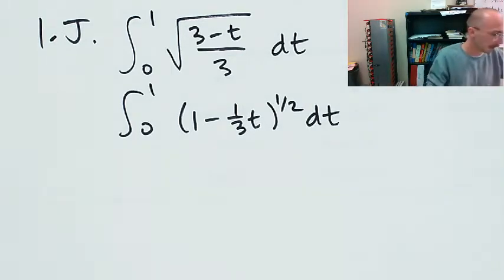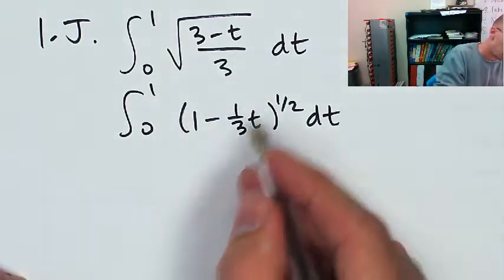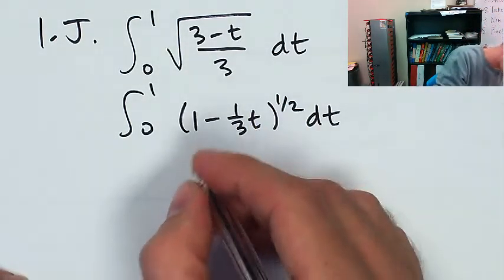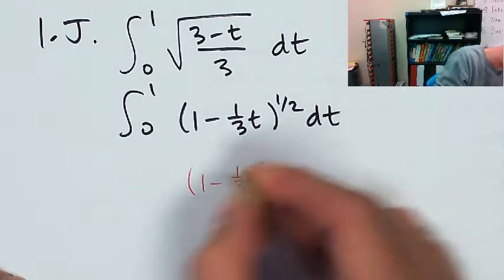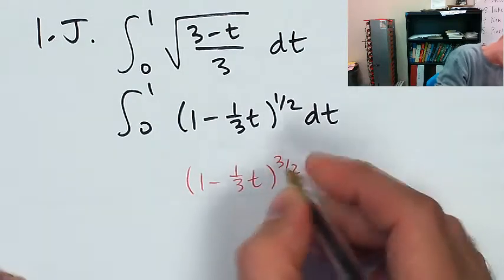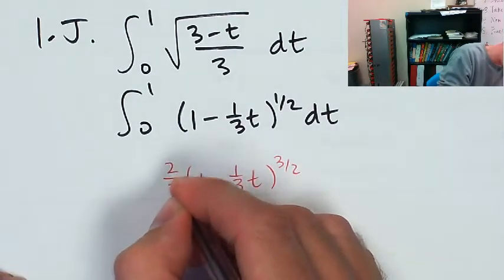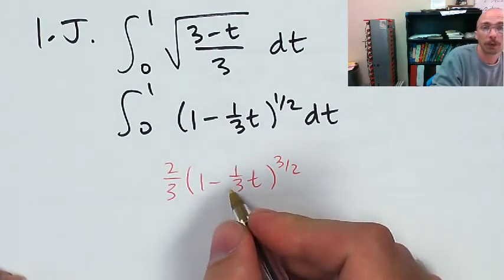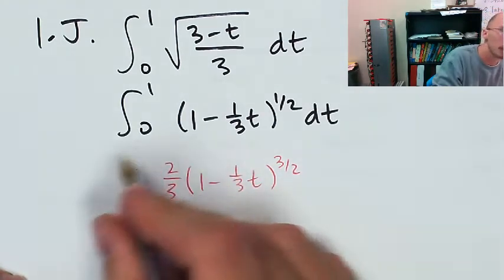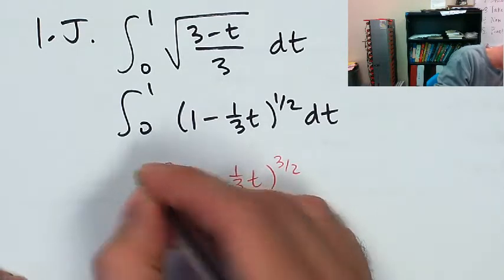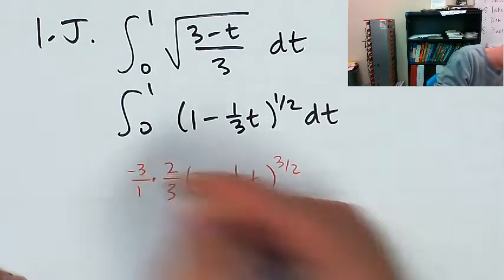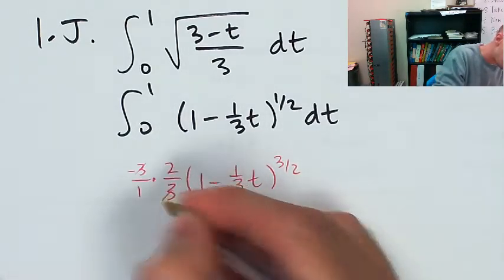Okay. And then I will try to anti-differentiate this, right? I'm going to say that this is add 1 to the power, because it's linear on the inside. Then I'm going to divide by the new power. And then I'm also going to have to consider what's going to happen with this negative 1/3. I'm going to multiply by negative 1/3, so I really need to divide by negative 1/3. So I'm multiplying by negative 3 over 1.